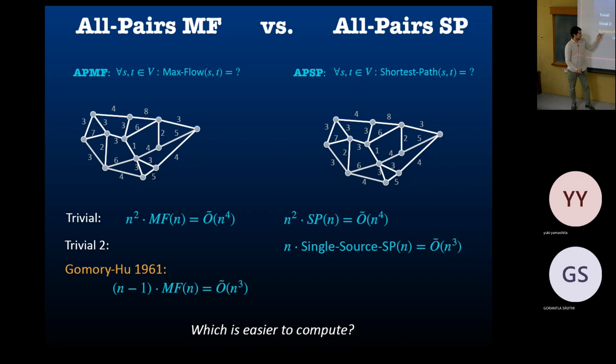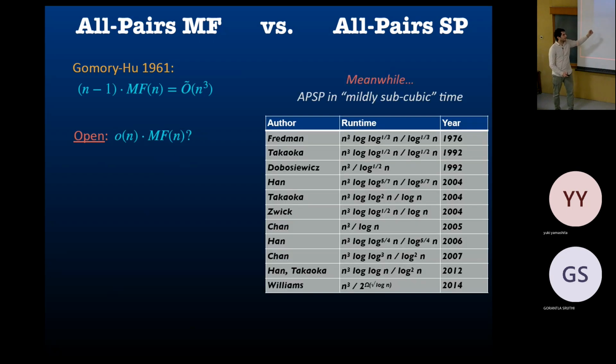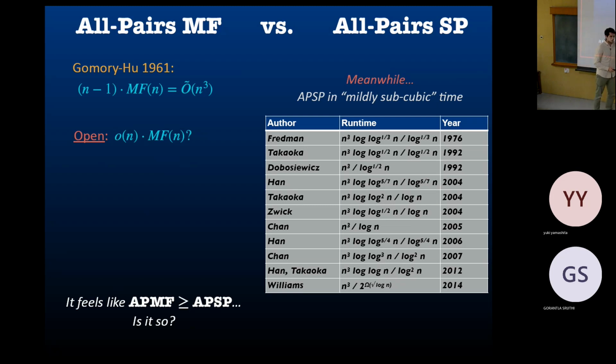Then there was this Gomory-Hu result. A very, very nice breakthrough where they show that you can actually get the same kind of bound for APMF: just n times max flow. So you get n cubed here. And since that result, it was open how to break this n bound. Can you get little-o of n times max flow? That has remained open for many years, and for APSP there were these small improvements.